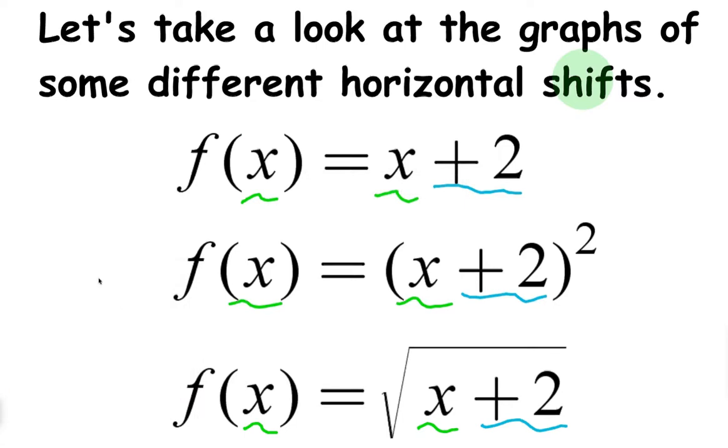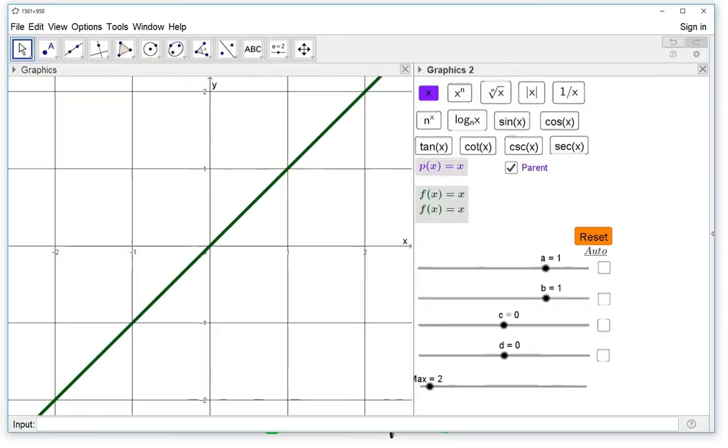Today we're going to look at what happens when you add 2 to an x value within a function. First we have f of x equals x plus 2, then f of x equals (x plus 2) quantity squared, and finally f of x equals the square root of x plus 2. The key here is plus 2, and the name of this lesson has to do with horizontal shifts. So we're going to see why this shifts horizontally when we add 2 to the x values.